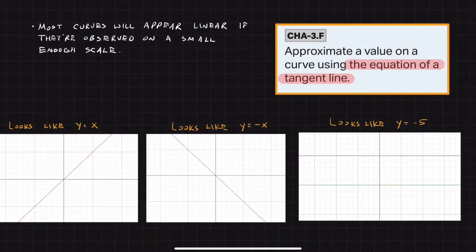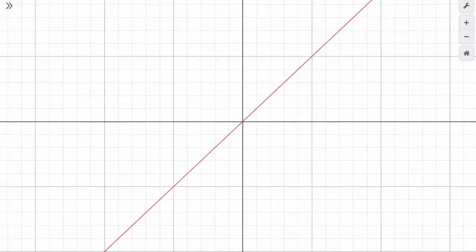In these three examples, the actual scale of these lines is hidden to us. But keep in mind that most curves could appear to be linear if they're observed on a small enough scale. Let's have a look to see what these red, blue, and green lines really are. This red line appears to be straight. If we turn on the axis numbers for the grid, we can see that we're actually zoomed in really close.